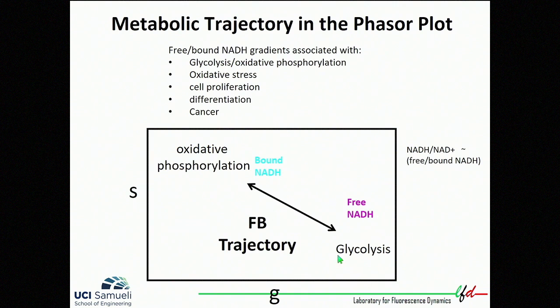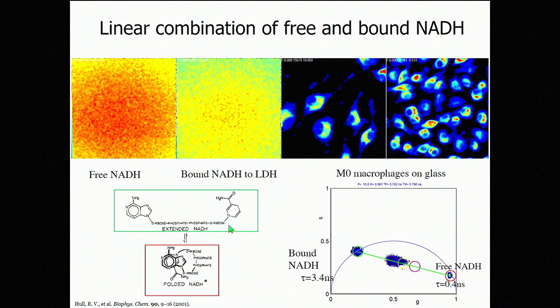We've also developed a metabolic trajectory that allows us to calculate whether cells or tissues are undergoing, let's say, a shift in glycolysis or oxidative phosphorylation. And this is due to the fact that when NADH in the cells is free, the conformation of this fluorophore is actually in a closed state. So the fluorescence lifetime of this particular molecule is actually pretty short.